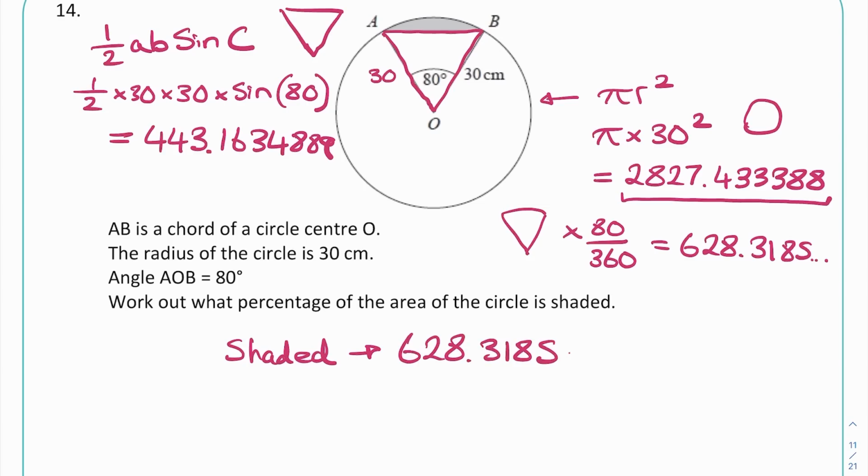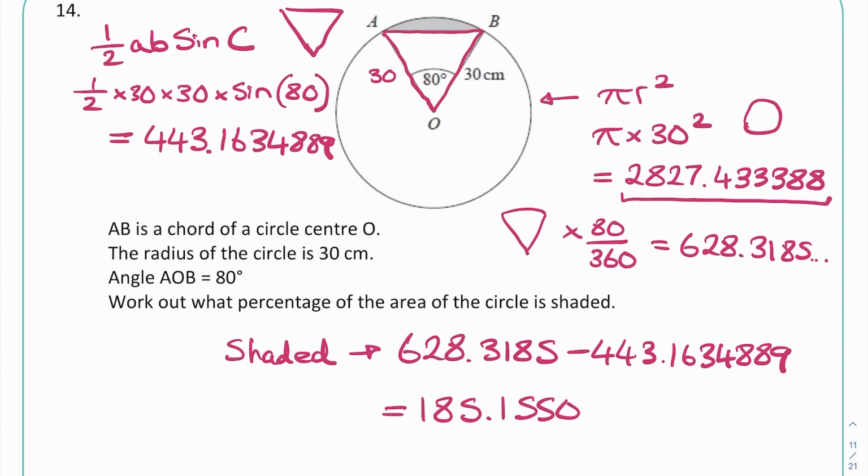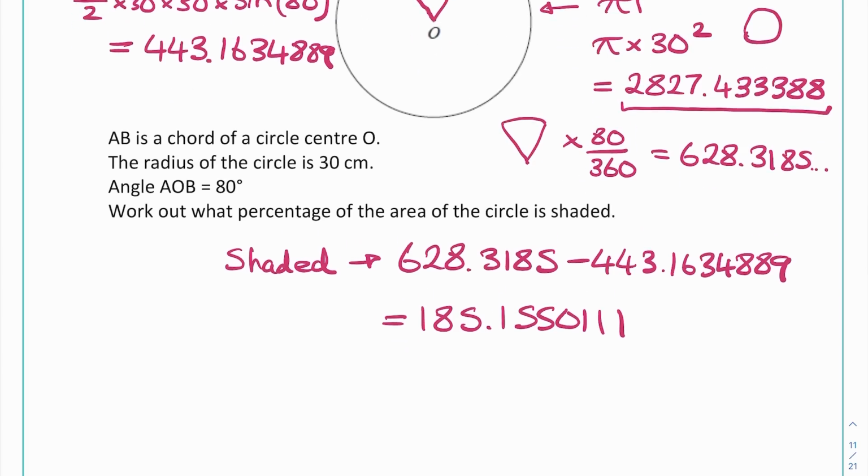So 628.3185, take away 443.1634889. So typing that in, 628.3185, take away 443.1634889, gives me a shaded region of 185.1550111. Now this question said, what's the percentage of the area of the circle that's shaded?